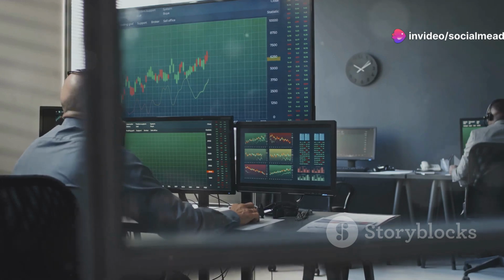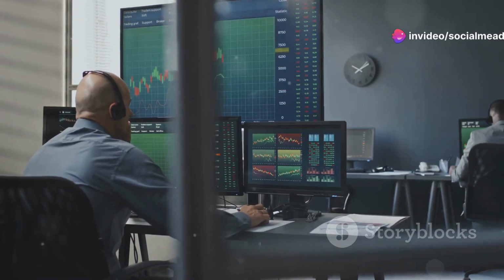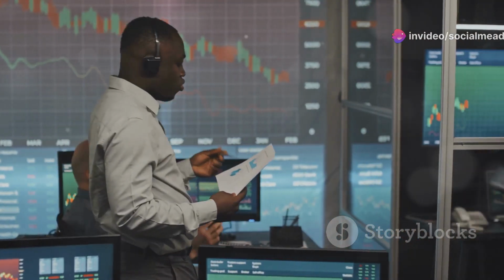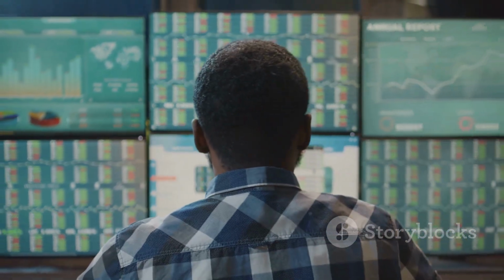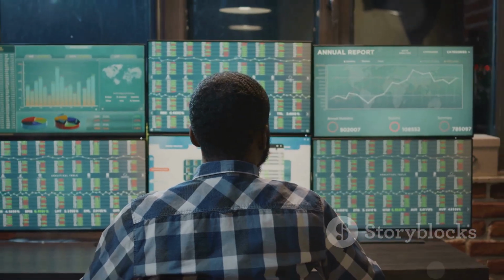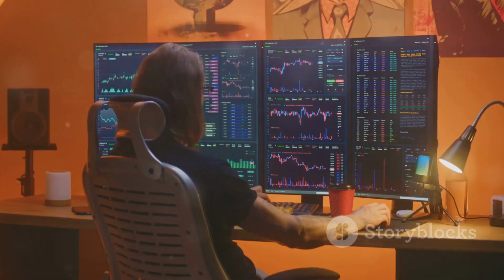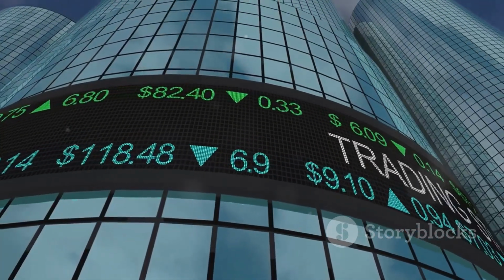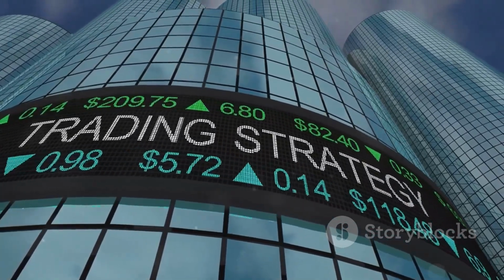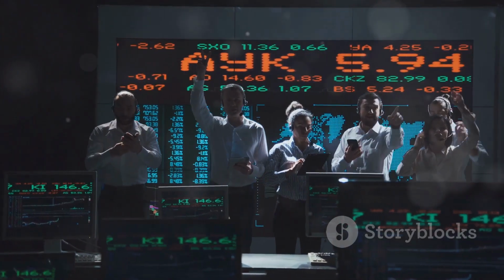In conclusion, understanding the role of institutional traders and applying smart money concepts can significantly enhance our Forex trading strategy. Keep an eye on the market's big players, analyze their actions, and align your trades accordingly. By doing so, you'll be better positioned to navigate the complexities of the Forex market and improve your overall trading performance.